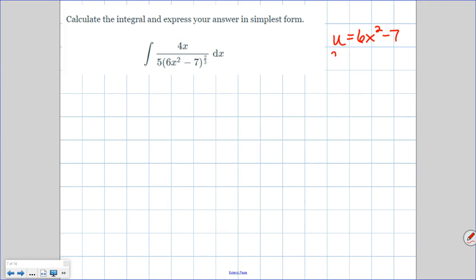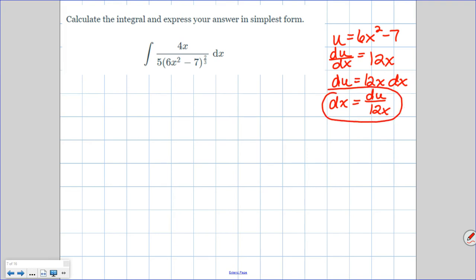So then that means my du/dx would be the derivative. Derivative of 6x squared is 12x. And if I solve this for dx, I'll have du equals 12x dx. So then dx, if I divide both sides by 12x, I'll get du over 12x. So I'm going to use this. Hopefully when I substitute everything in, I don't have any more x's left.